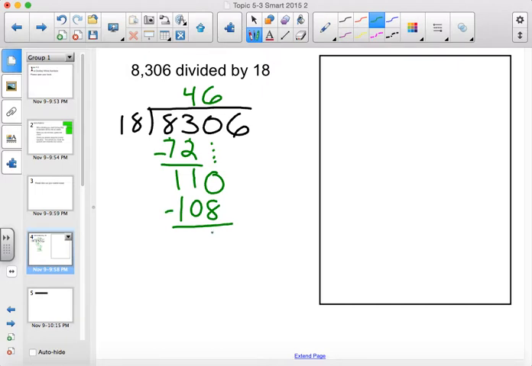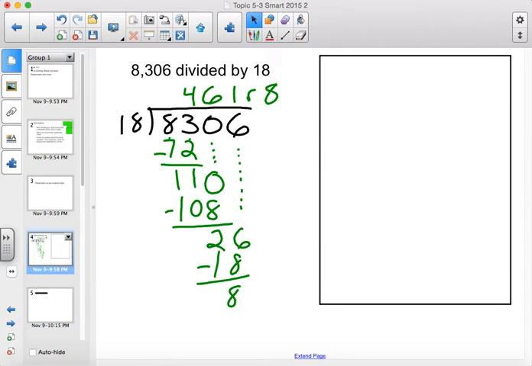Subtract 108, you get a partial product of 2. Bring down your 6, and you have 26. 18 into 26 will go 1 time. 1 times 18 is 18. 26 subtract 18 leaves you with a remainder of 8. Erase your boards, and let's try another one.